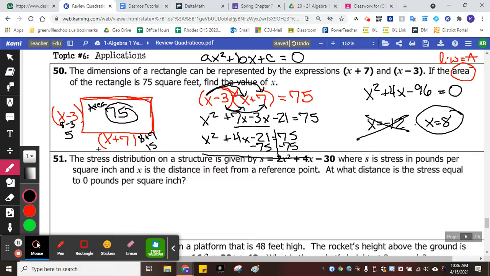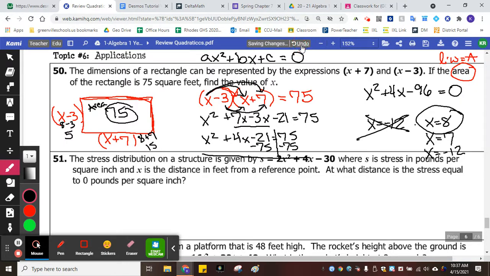If this was a multiple choice question and they gave you options, x equals 8 or x equals negative 12 would be an option. And then sometimes they'll even put 8 and negative 12. And you can just work backwards and plug them in your answers and see which one multiplies to 75.